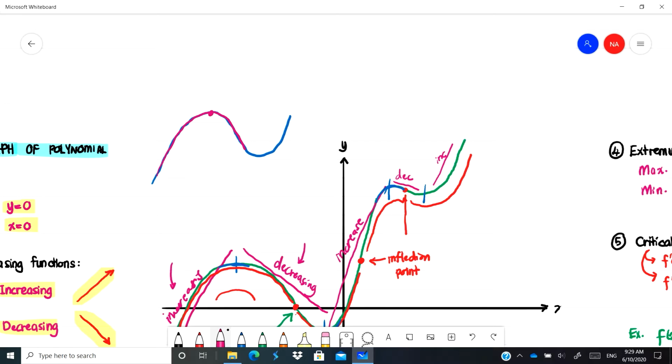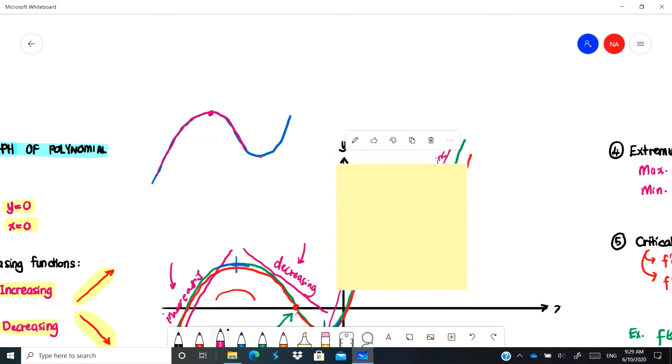Sometimes it's called a stationary point because the graph is moving up to this point and then it stops. It stopped, and that's why it's called a stationary point, and then it will go up again. Something like that.